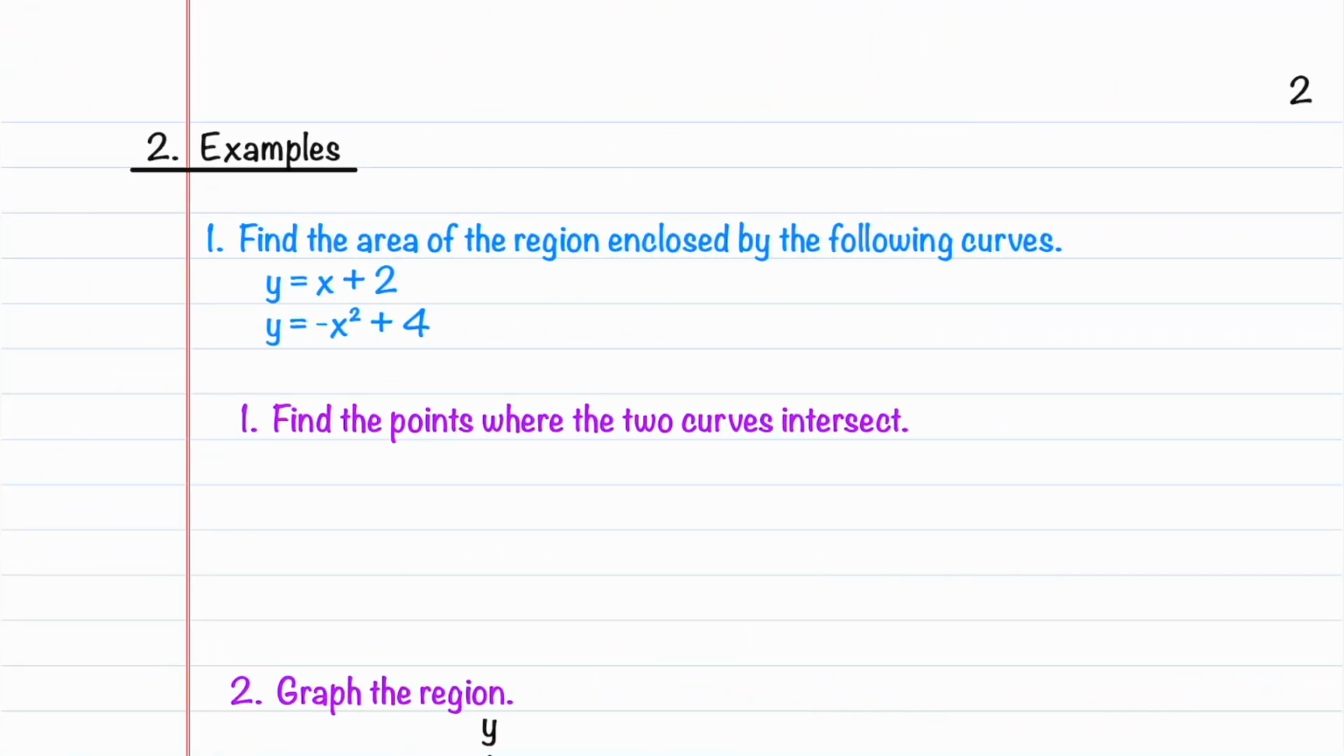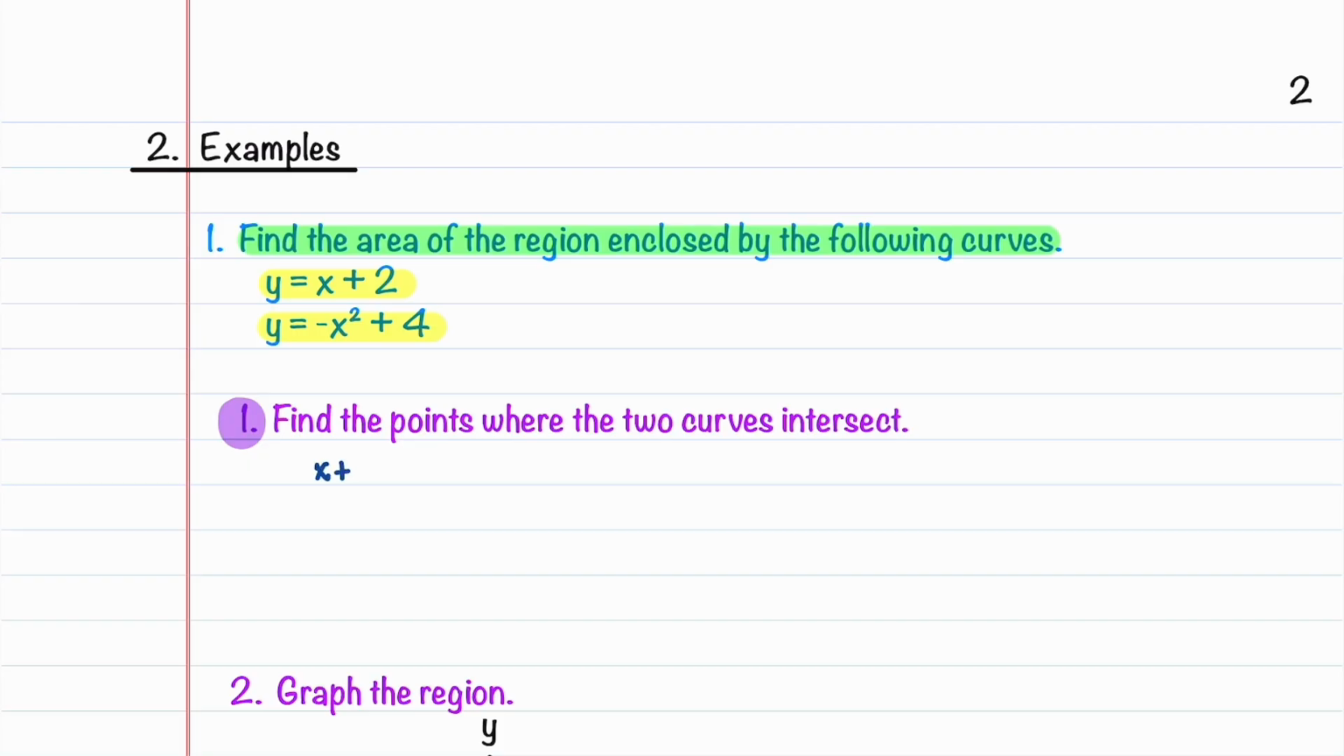In this example, we're going to find the area of the region enclosed by the following curves. Our first curve is y is equal to x plus 2, and the second curve is y is equal to minus x squared plus 4. The first thing that we want to do is to find the points where the two curves intersect. We're going to do this by setting the two curves equal to each other.